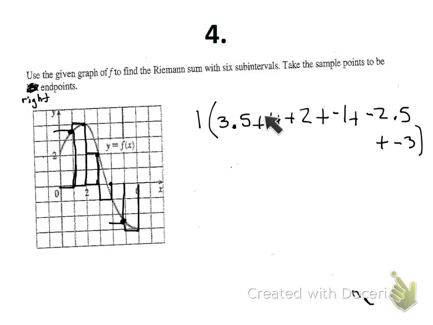So 3.5 plus 4 plus 2 plus negative 1 plus negative 2.5 plus negative 3. Anybody have that crunched for me? 3 right on the money? Okay. What's that, Cookie? So for all these, you put.